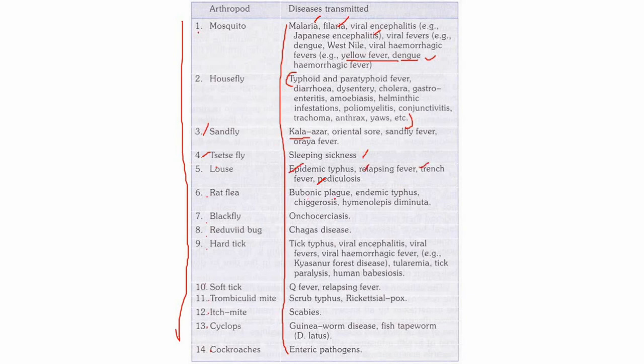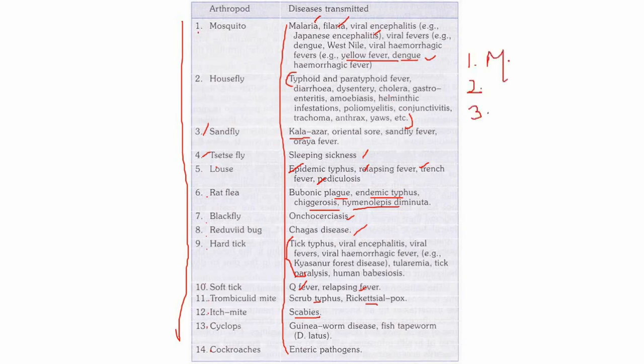Rat flea transmits plague, bubonic plague, endemic typhus, Hymenolepis diminuta. Blackfly transmits onchocerciasis, and the redweed bug, Chagas disease. Soft tick: Q fever, relapsing fever. Hard tick: there is a huge list of diseases. Scrub typhus and rickettsial pox are transmitted by the trombiculid mite. Scabies is transmitted by the itch mite. Guinea worm disease and fish tapeworm by cyclops. Enteric pathogens by cockroach.